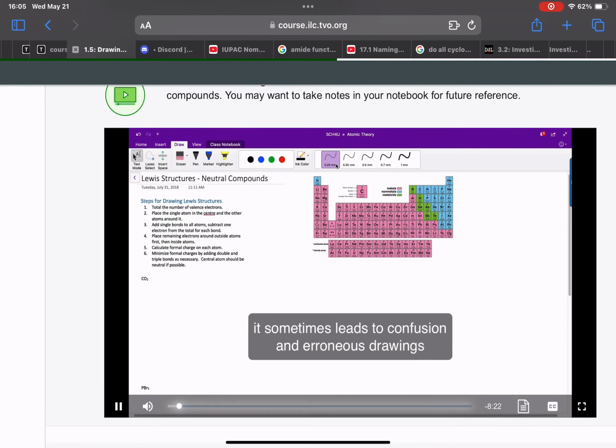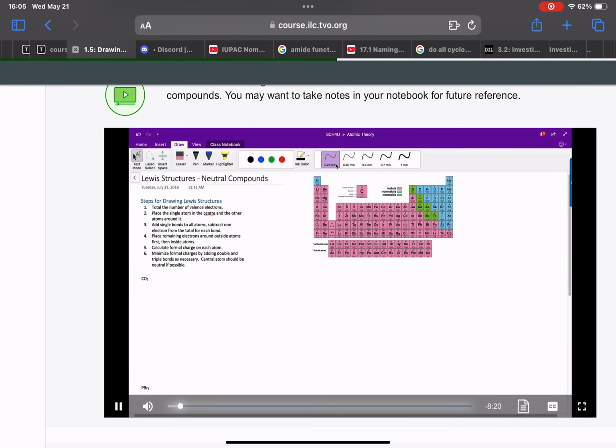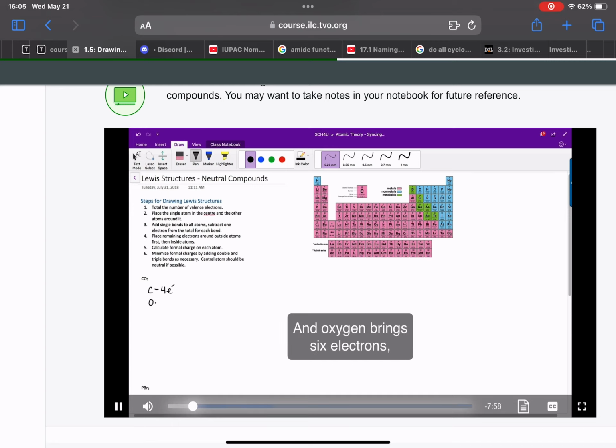to confusion and erroneous drawings when not done correctly. The steps outlined above help to ensure that you draw an oxygen. And oxygen brings 6 electrons, and there are 2 of them. Therefore, I need a total of 16 electrons accounted for at the end of my diagram.